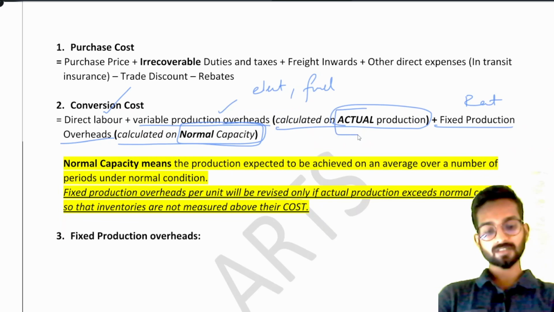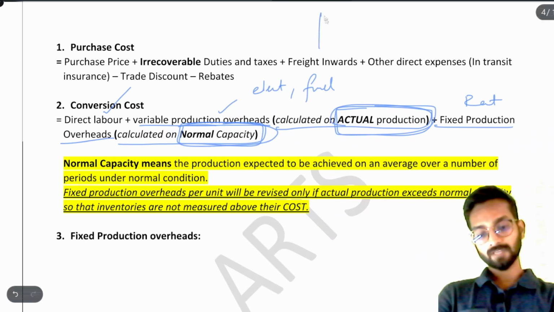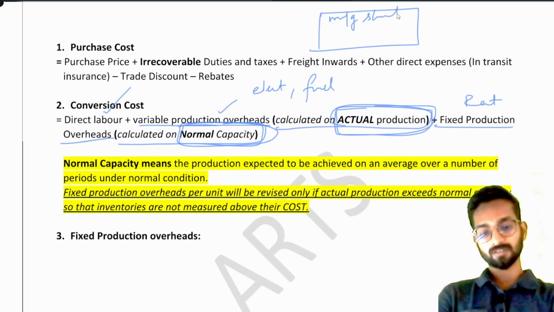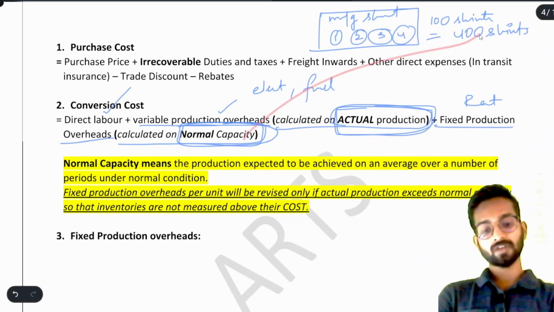Understand, there are two different things. First is actual production, second is normal capacity. What do these both terms mean? Understand, suppose we have a factory and in this factory we are manufacturing shirts and there are 4 machines. Each machine has a capacity of producing 100 shirts every day. So what is my total capacity? You will say, sir, total capacity is 400 shirts every day. That is called normal capacity.